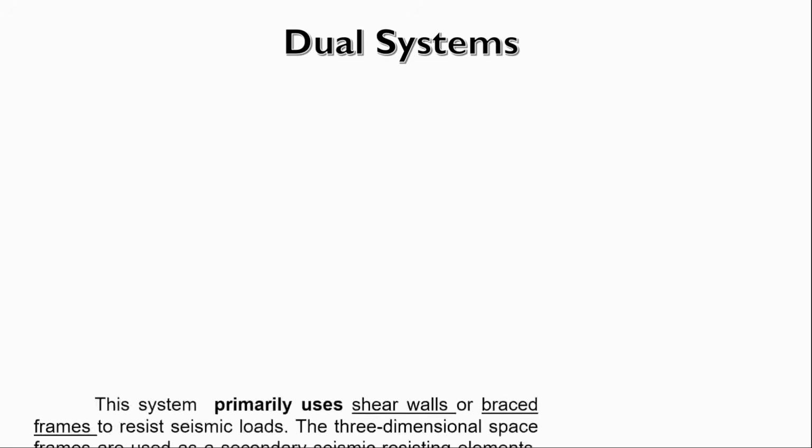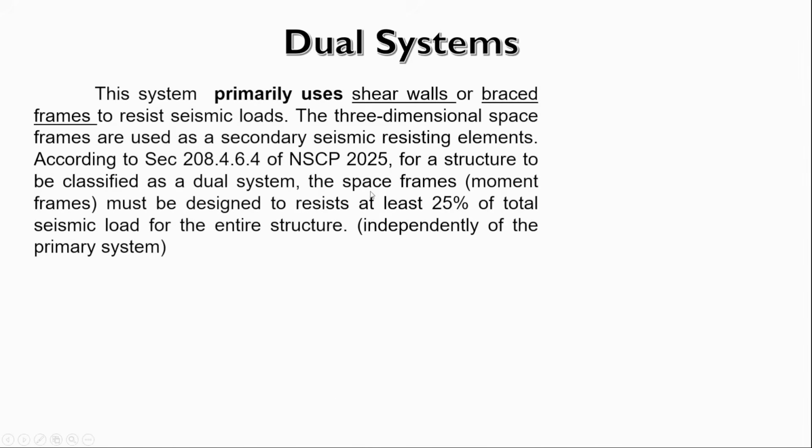So let's go to the dual system. What is the difference between the dual system and building frame systems? In the dual systems, there is a shear wall or a brace frame and a frame. In the building frame system, there is also a frame and also shear wall or brace frame. So what's the difference? As you can see here, we can only classify the structure as a dual system if the space frames carry or resist at least 25% of the total seismic load for the entire structure.